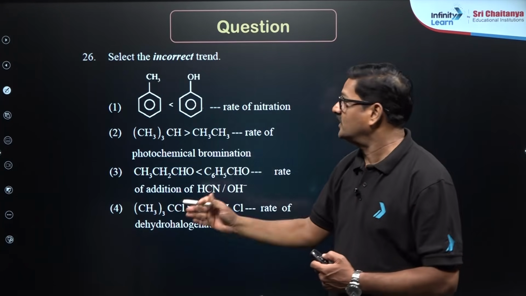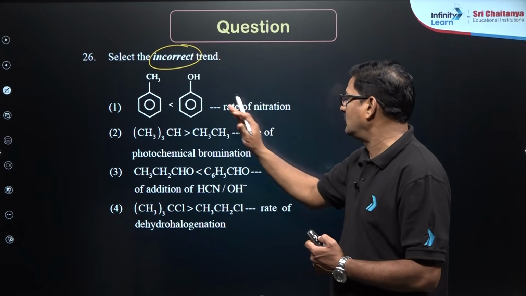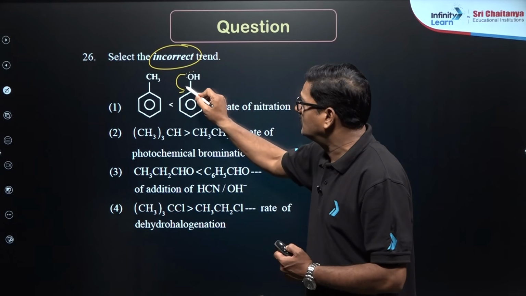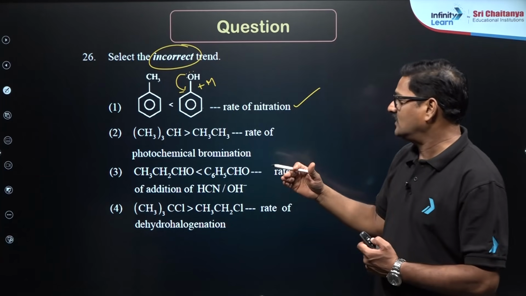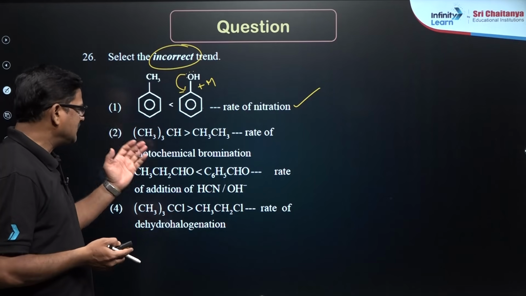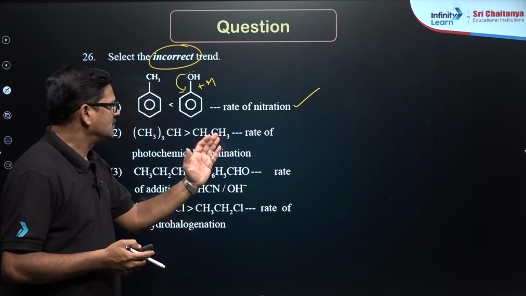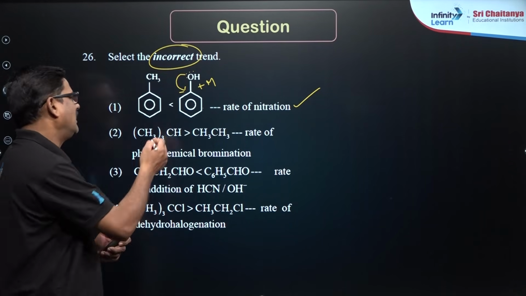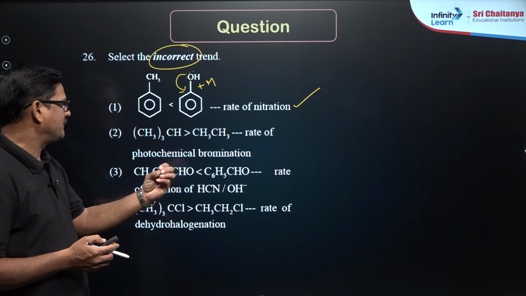Students, the question is asking to select the incorrect statement. It is toluene and phenol, rate of nitration. In phenol, the electron releasing group is there, with positive mesomeric effect. So this is a true statement. And here, tertiary butane, so CH3 thrice and CH, and CH3CH2. The rate of photochemical reaction for ethane and tertiary butane, it is greater.